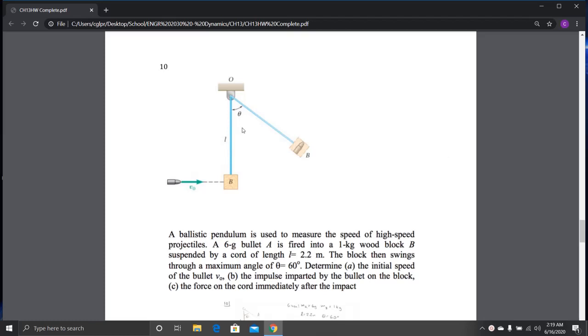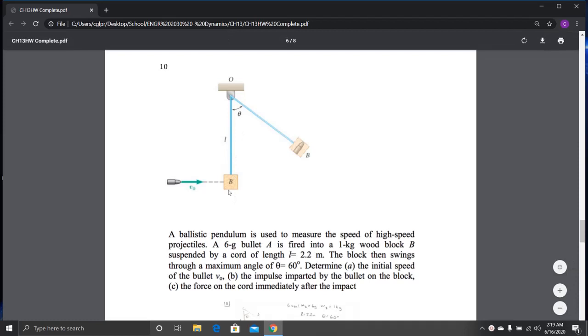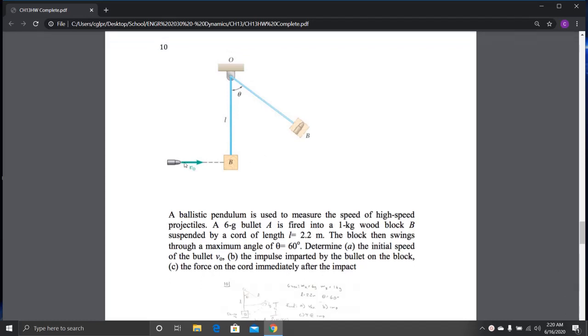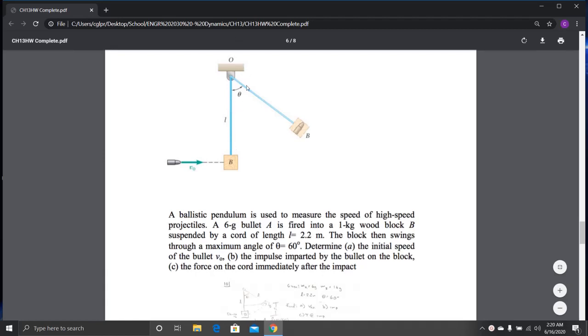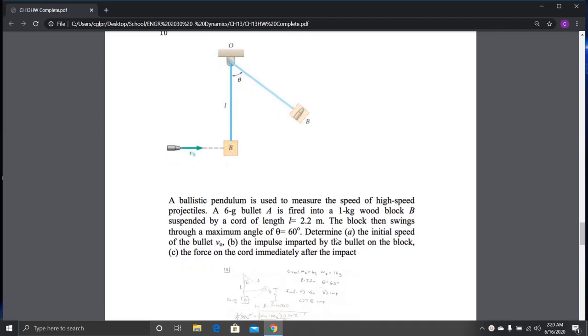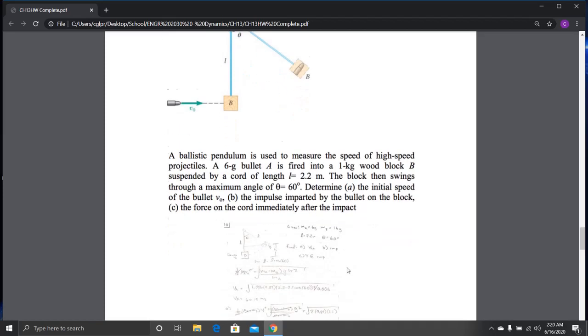Question 10 involves a simple tool used to measure the energy carried by a bullet that is shot at an initial velocity into a piece of wood, and the angle theta is measured. Given the mass of the bullet, as well as the wood block, the length of the cord, as well as the maximum angle, I'm asked to determine the initial speed of the bullet, the impulse imparted by the bullet on the block, as well as the force of the cord after the impact.